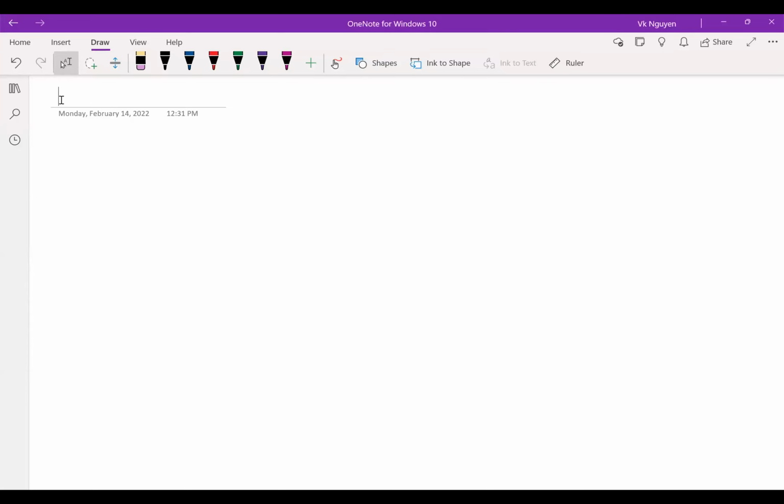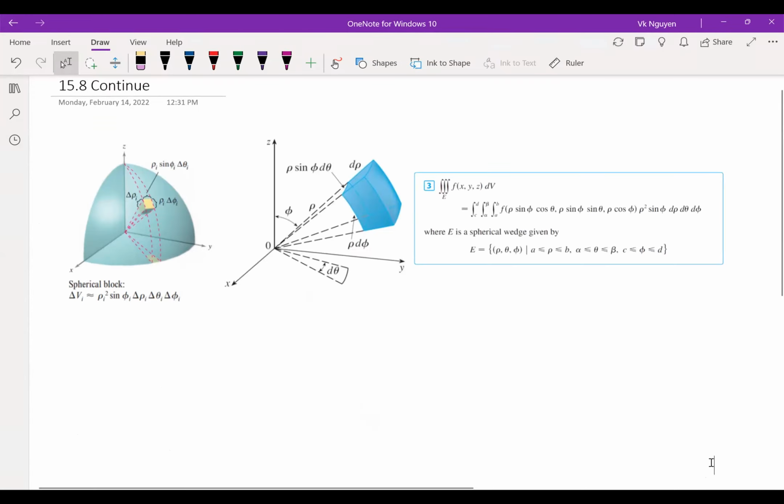All right, guys, let's continue on with section 15.8.3, triple integral in spherical coordinates.